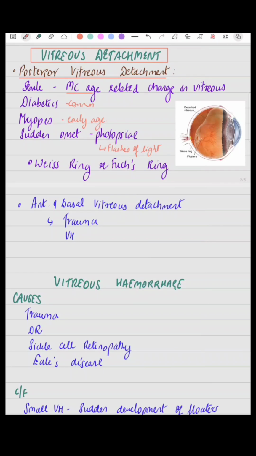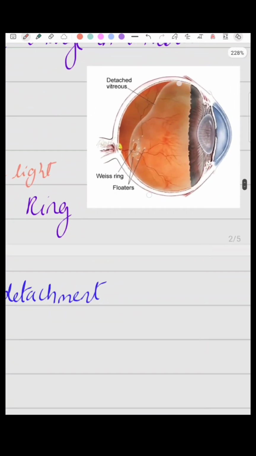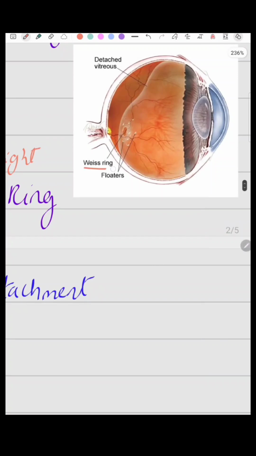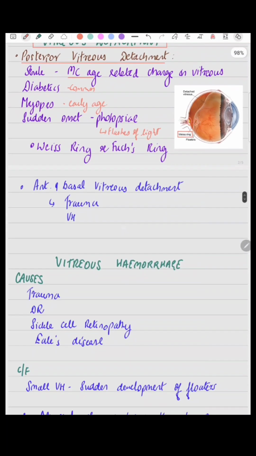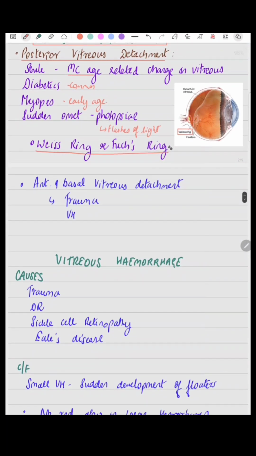Then there will be a ring-like opacity. These ring-like opacities are known as Weiss ring or the Fuchs ring. It represents a ring of attachment of vitreous to the optic disc, which is pathognomonic of posterior vitreous detachment. Then anterior and basal vitreous detachment can occur secondary to trauma or vitreous hemorrhage. It can be accompanied by vitreous hemorrhage.